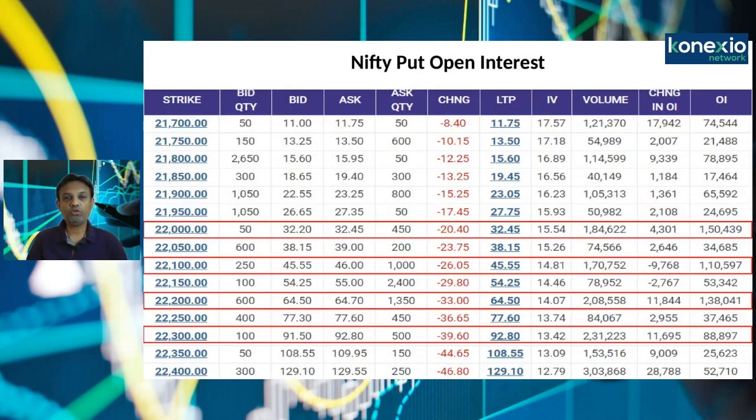Now, friends, let us come to the Nifty put data. In Nifty put, you can see the action was seen in 22,300 puts, then 22,200 puts, 22,100 puts, and 22,000 puts. Now here you can see there was a slight drop in the option premium. Implied volatility is slightly higher. It is between 13.42 and 15.54.